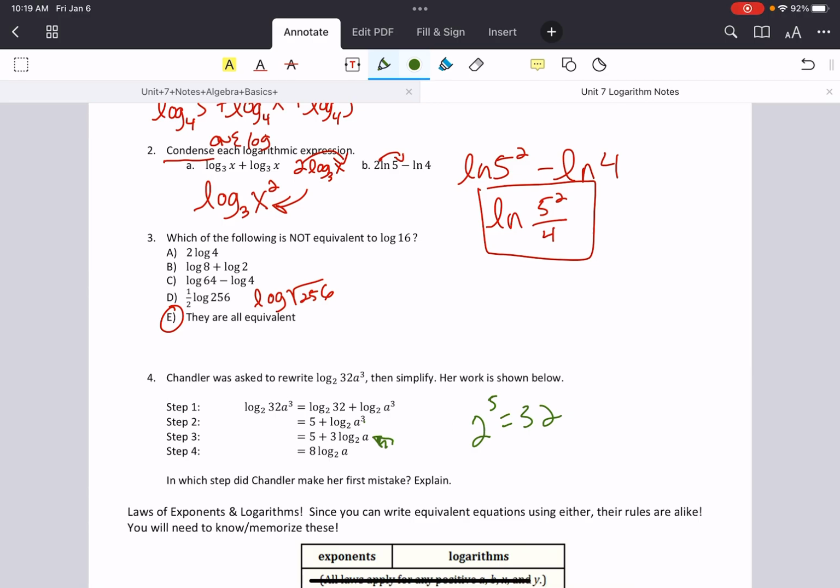Okay. Matt, what did you get? Step 3. Why? Because they added the 5 and the 3, and the 3 is part of the log, so you can't add those. They're not like terms. That's where the mistake is. You could have called that maybe step 3 or step 4, the one in between those. But I can't combine the 3 and the 5 because one has a log and one doesn't. So they're not like terms. Does that make sense? Okay.